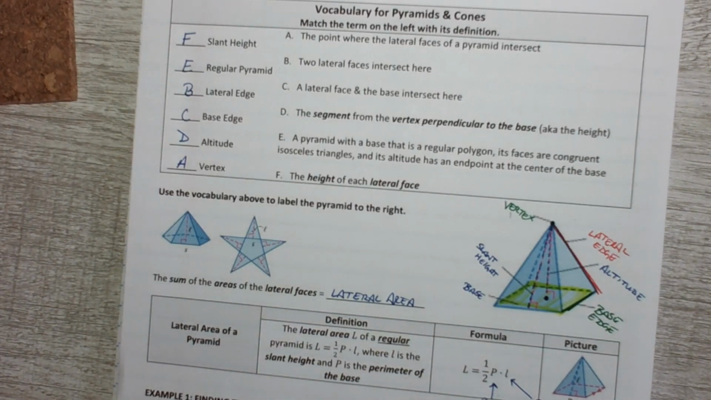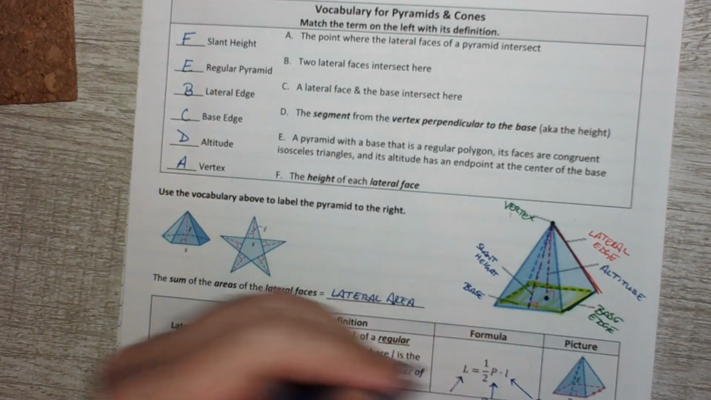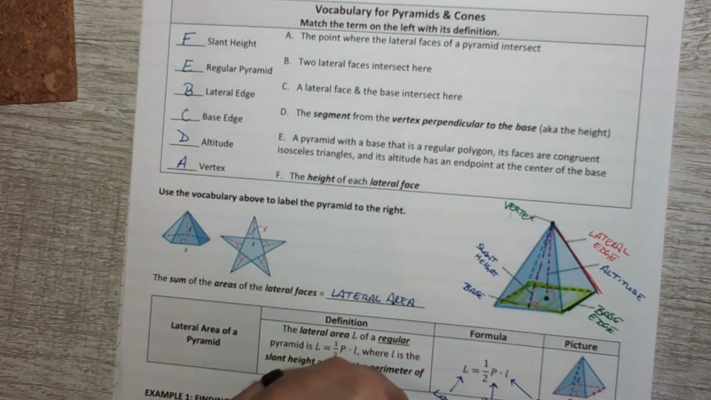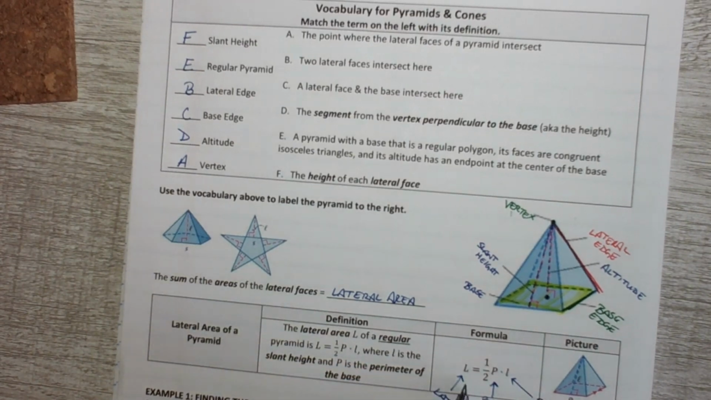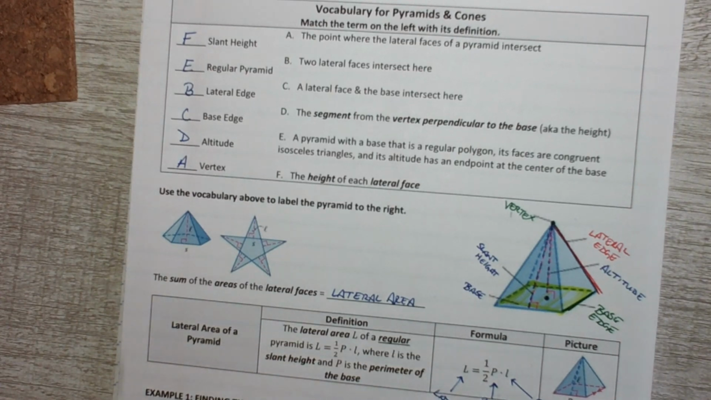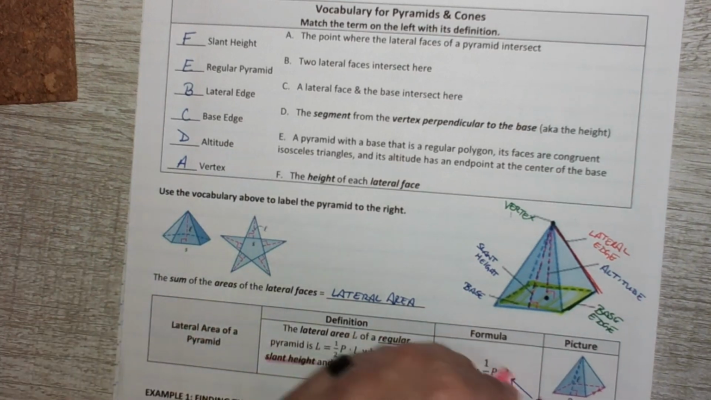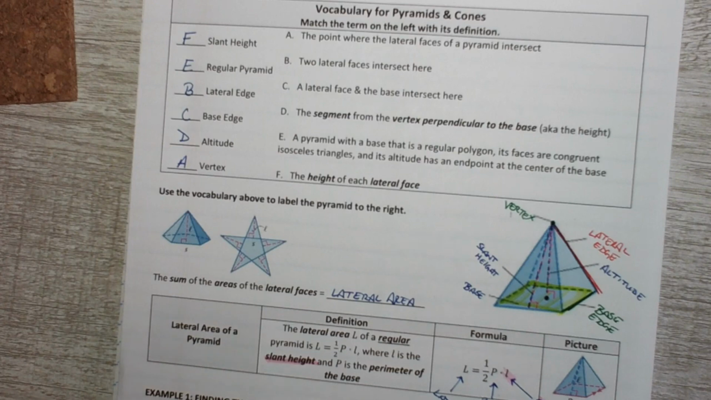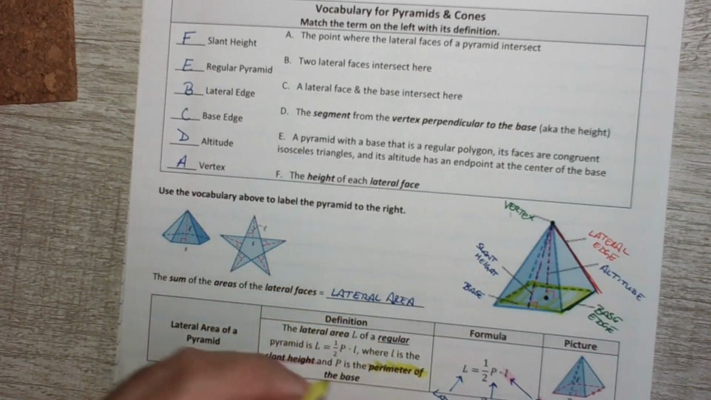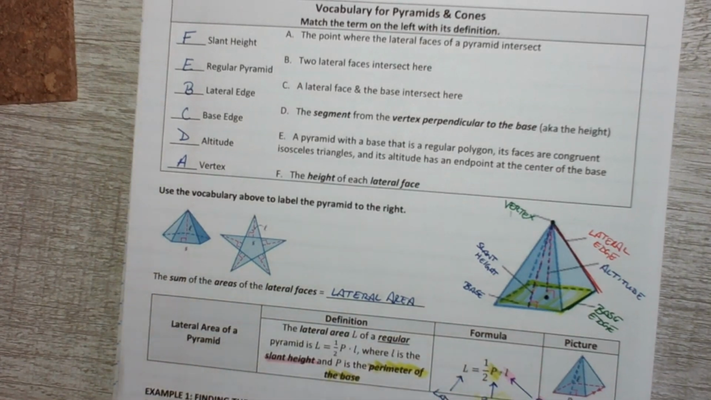Okay, so we're going to take 1/2, and this uppercase L stands for lateral area, lowercase l stands for the slant height. So we're going to take 1/2 of the perimeter of the base times the slant height. So we'll use the pink highlighter for slant height, and the yellow highlighter for the perimeter of the base, just so you guys have a reference here.